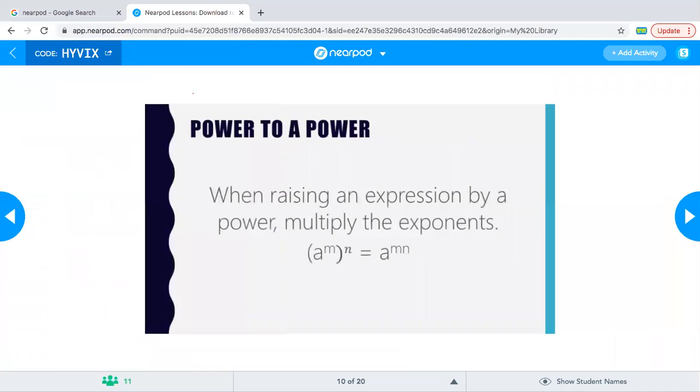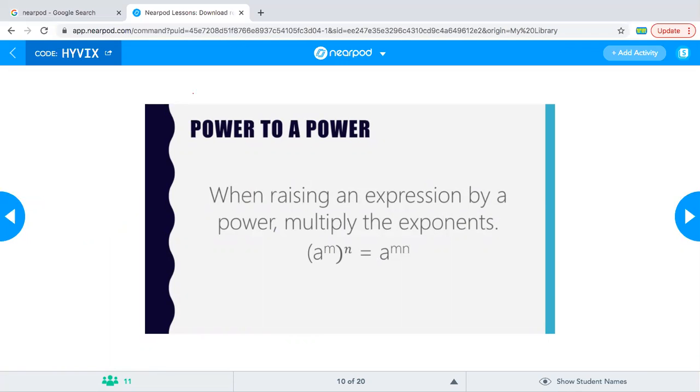2 down. 3 more to go. Remember, there's 5 in total today. Power to a power. You're probably thinking, Miss Patterson, this really isn't difficult. LOL. It's when you start combining all the rules together into one problem. Don't worry, we'll get there.